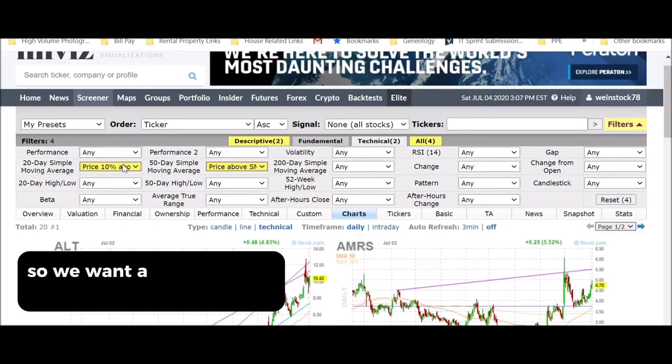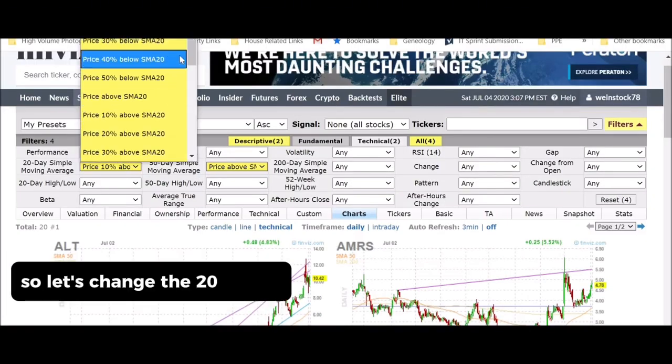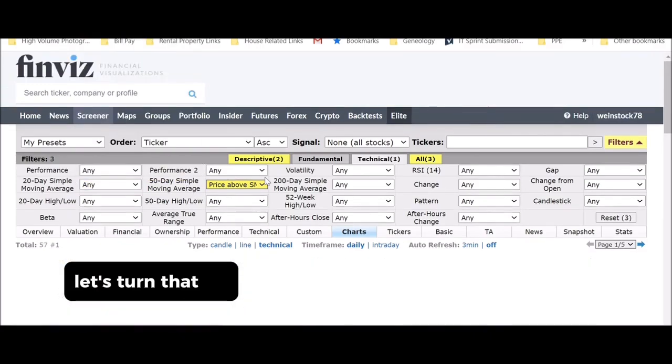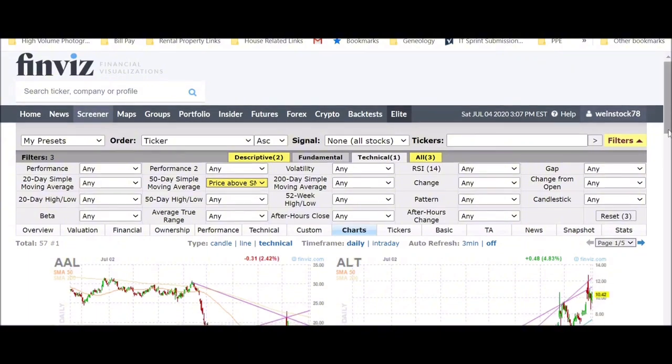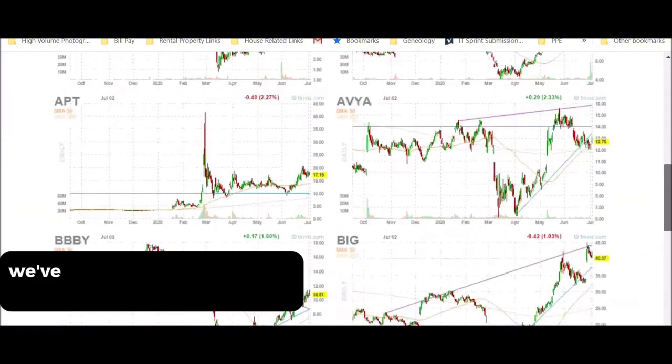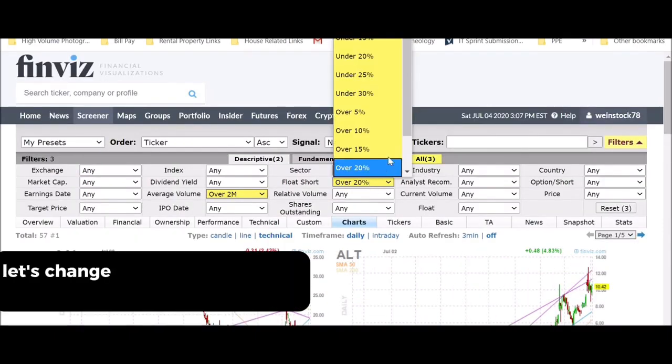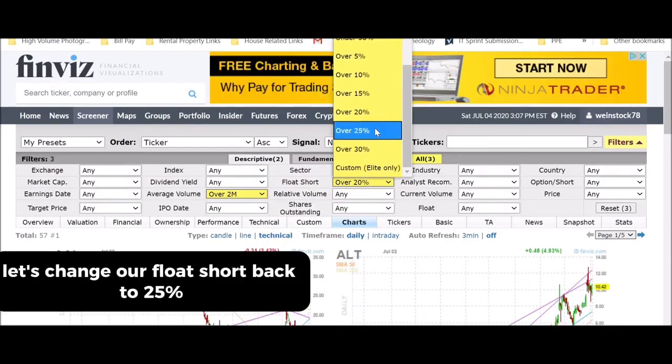Alright, so we want a bit more of a selection here, so let's change the 20 period. Let's turn that off. We've opened up our options a little bit more here. Let's change our float short back to 25%.